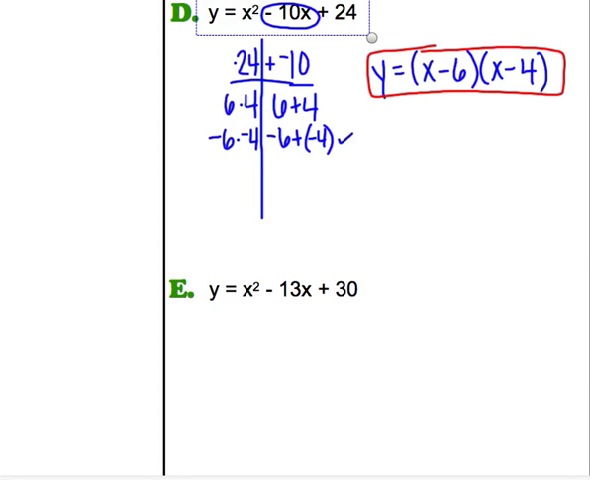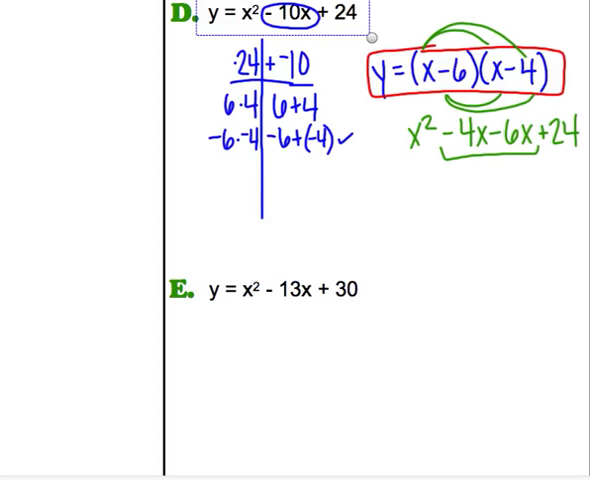So if I go ahead and FOIL, x times x is x squared. X times negative 4 is negative 4x. Negative 6 times x is negative 6x. And negative 6 times negative 4 is positive 24. So when I combine my like terms, if I remember my process, and adding the opposite, that means I'm going to get x squared minus 10x plus 24, which is what I started with. So I know that that checks out.